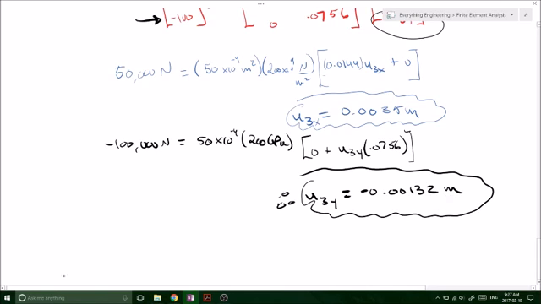So in my next video, I'm going to look at solving for the reaction forces, or sorry, not the reaction forces, the internal member forces in each of our 3 members. So make sure you check that out.